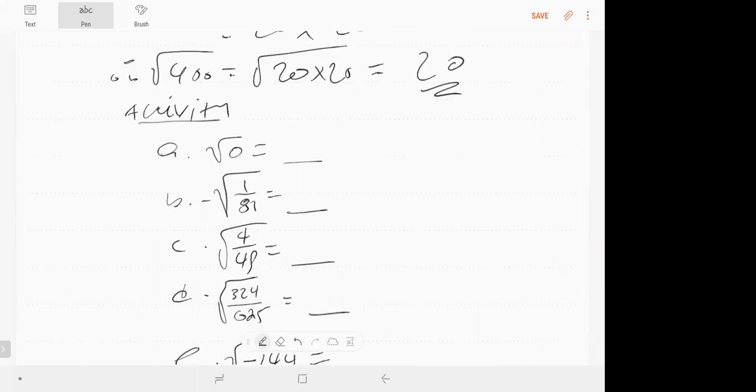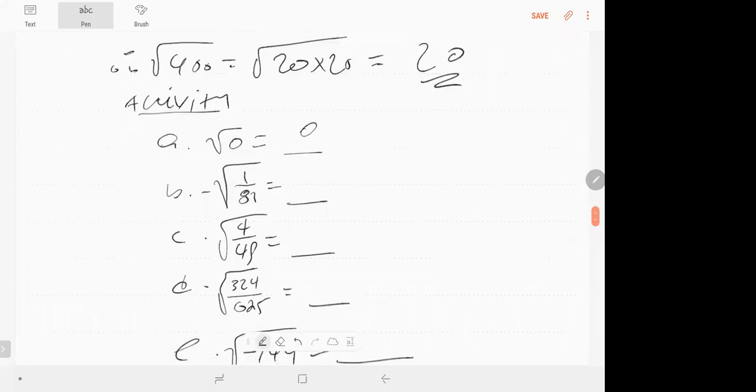Okay, let us do it together. What will be the answer for A, the square root of 0? Zero. Yes, 0 is a perfect square number. It can be written as 0 times 0 or 0 squared. So the square root of 0 is 0.